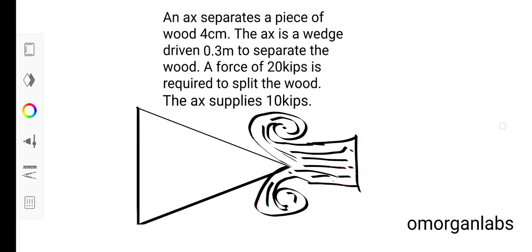An axe separates a piece of wood 4 centimeters. The axe, you can consider it a wedge driven 0.3 meters into the wood. A force of 20 kips is required to split the wood. The axe only supplies 10 kips.